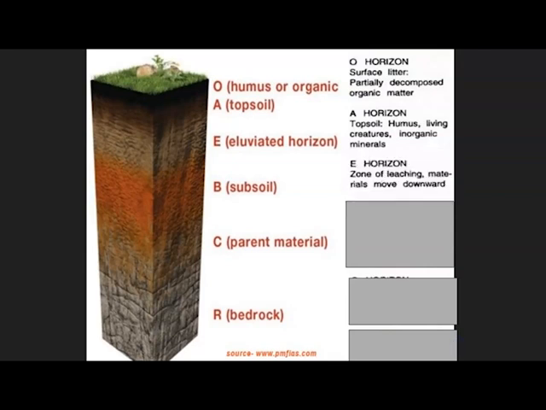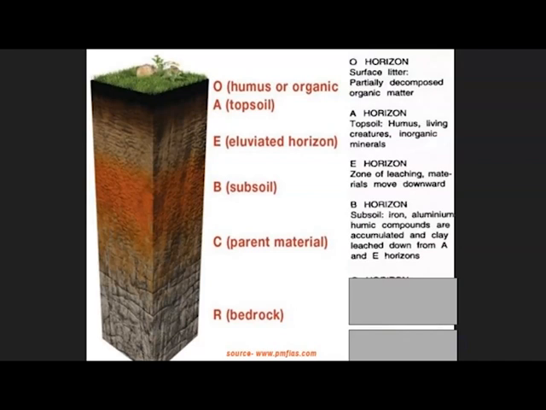The E horizon will be found below that. This is where materials move down from the A horizon to the B horizon. This horizon might not be labeled on all diagrams since it is not huge in every biome. For example, you have an E horizon in a temperate forest, but it may barely be there or non-existent in a coniferous forest.